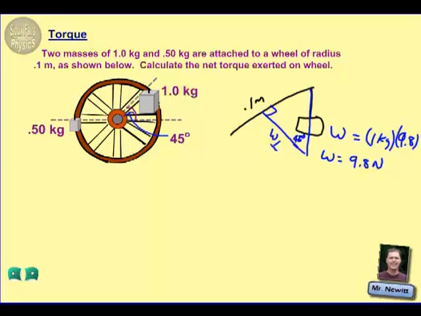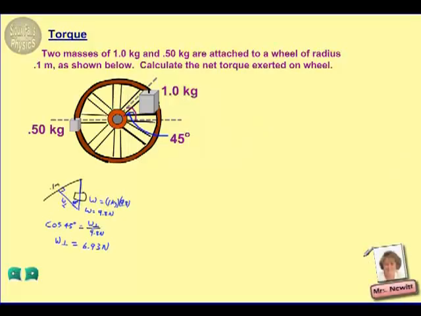To figure out my perpendicular weight then, I'll simply use the cosine of 45 degrees is going to be equal to my perpendicular weight divided by 9.8 newtons. Okay, just taking the adjacent side divided by the hypotenuse. Calculating that out for the perpendicular weight, we get a value of 6.93 newtons. Okay, now that we have the perpendicular component of that force, we're ready to find the torque exerted by that 1 kilogram mass.